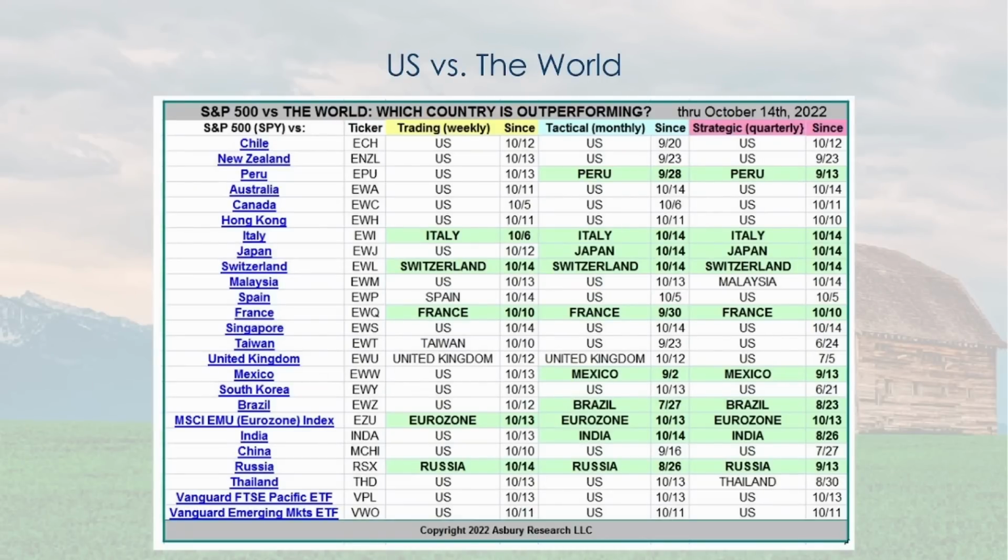We measure the U.S. versus the world. The U.S. still is not making a showing here. We could go into all kinds of reasons why, but this is just an output chart comparing SPY, the S&P 500, to the ETF for each of these countries listed in the second column. The ones that have outperformed the most are Italy, Switzerland, France, Eurozone, and Russia. Kind of somewhat of a similar pattern there.